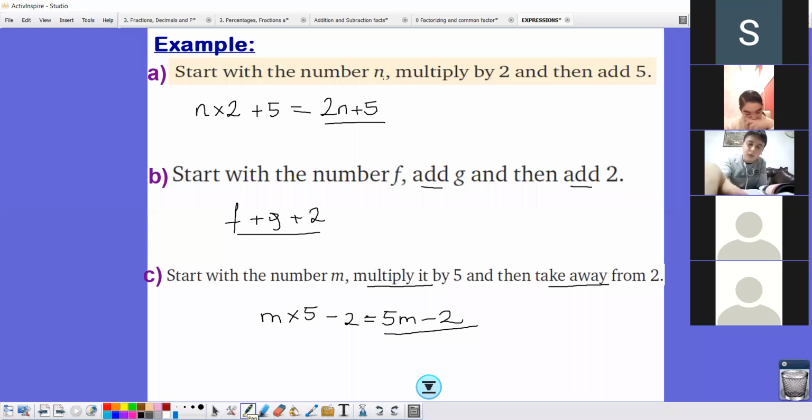But teacher, at B, how is it going to be 2fg? No, it will stay like that because you have addition. If you have multiplication, for example f times g times 2, it will be 2fg. But here you have addition. Only in multiplication can you do it. And in division, you have to write it in fraction form.